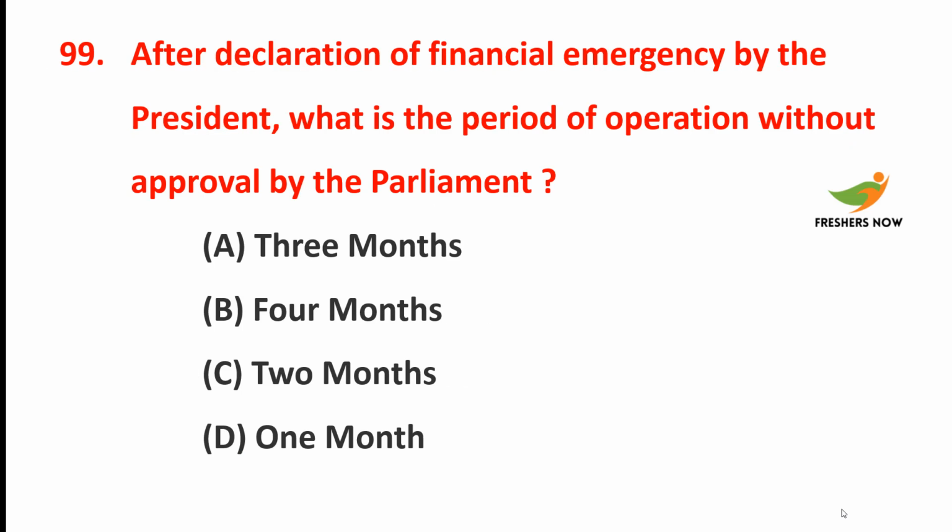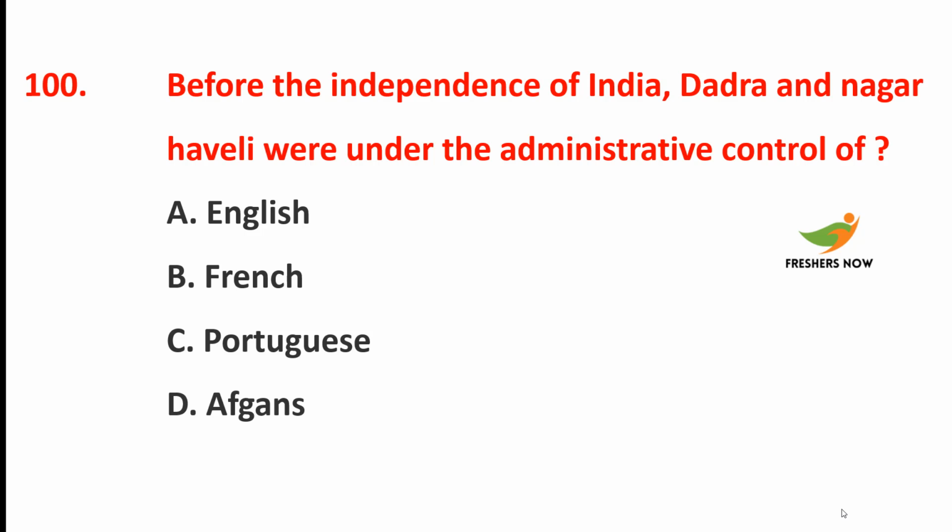99th question. After declaration of financial emergency by the President, what is the period of operation without approval by the Parliament? And the answer is C, 2 months. 100. Before the independence of India, Dadra and Nagar Haveli were under the administrative control of? And the answer is C, Portuguese.